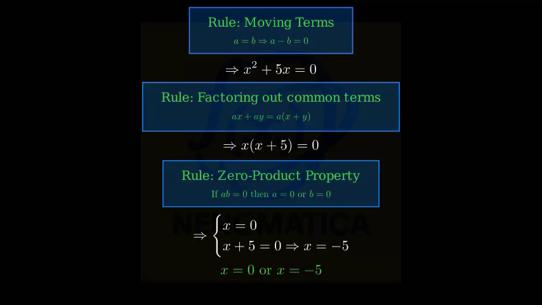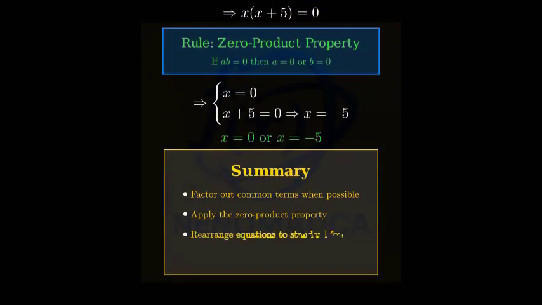Let's summarize what we've learned when solving incomplete quadratic equations. First, try to factor out any common terms. Second, if the equation is in the form of a product equal to 0, apply the zero product property. Third, if the equation isn't in the right form, you may need to rearrange it first by expanding expressions or moving all terms to one side.